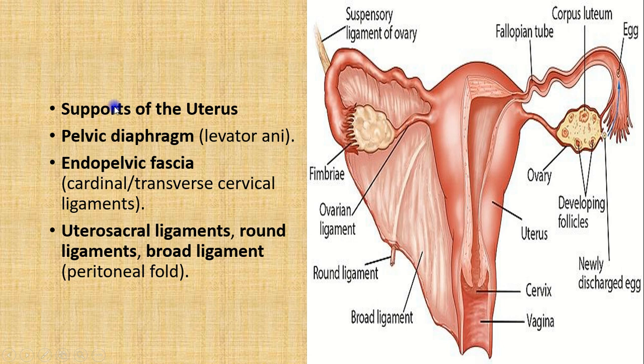So what gives support to the uterus? We have the pelvic diaphragm, made majorly from the levator ani. We have the endopelvic fascia, which is the cardinal slash transverse cervical ligaments. You have the uterosacral ligaments, the round ligaments, and the broad ligaments here, which form the peritoneal fold. So all these are the supports. This is what gives support to the uterus, places it in its normal anatomical position in the body.